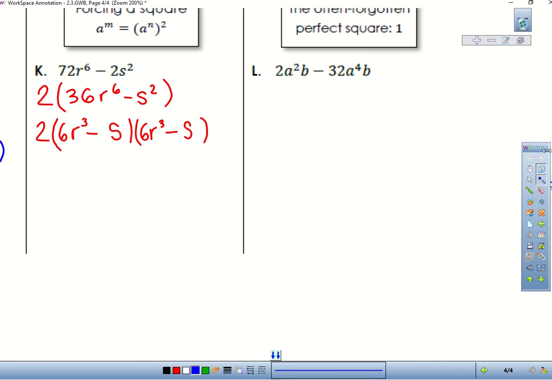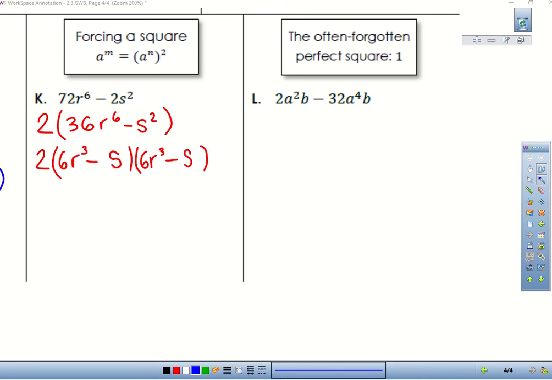And the last one we'll talk about today is the often forgotten perfect square of 1. Yes, what's up? Why do we have two, Oh, I'm sorry, you're right. Thank you. It's a positive. Thank you for that.